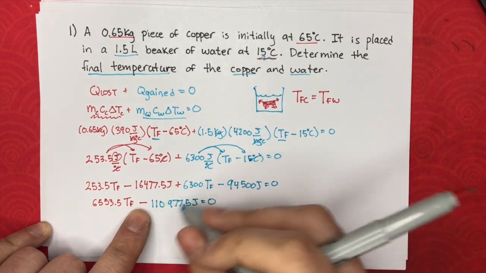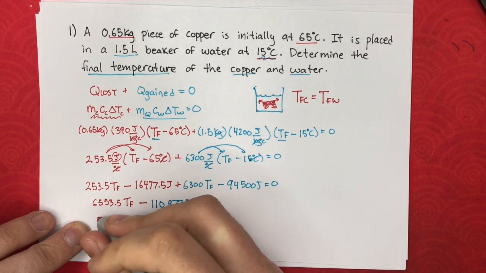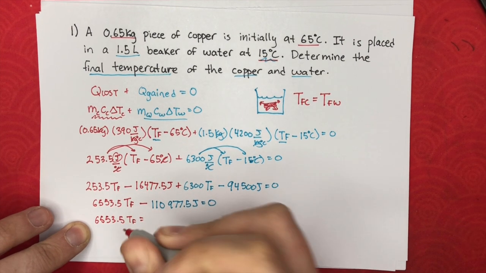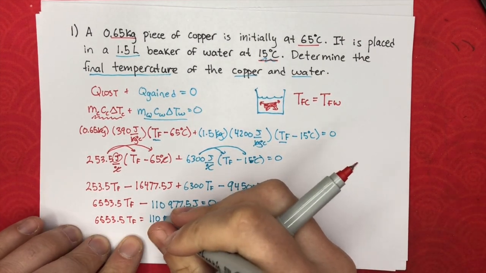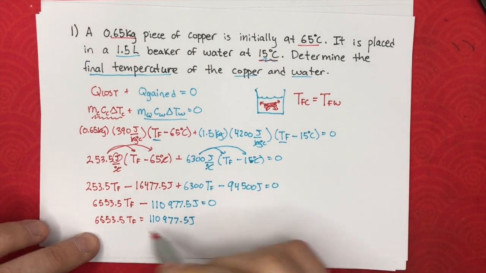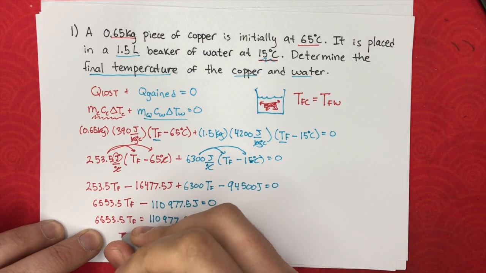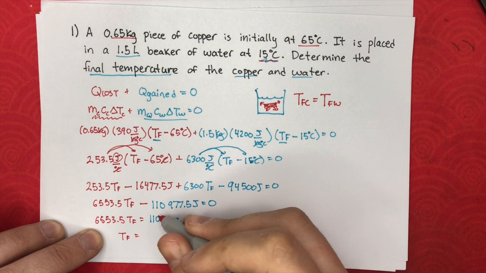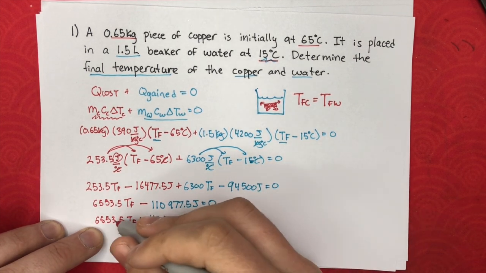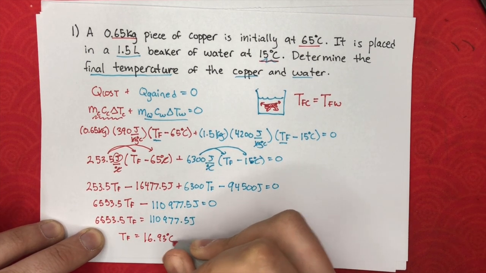Now, we can bring over this unit of energy to the right-hand side of the equation, and we should get it rewritten as follows. And then finally, we're going to divide both sides of the equation by 6,553.5. So the final temperature is going to be 110,977.5 divided by 6,553.5, and you should get an answer of 16.93 degrees Celsius.